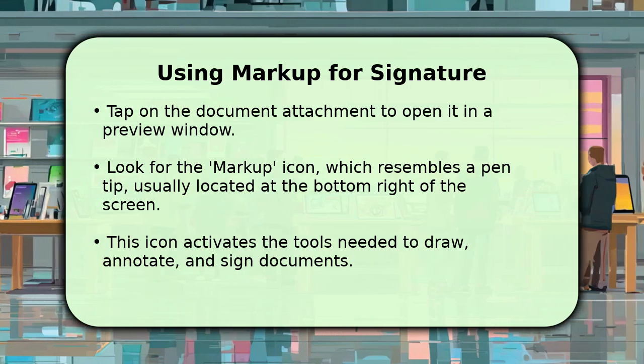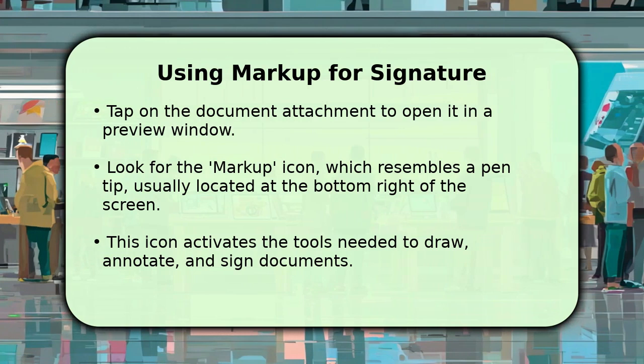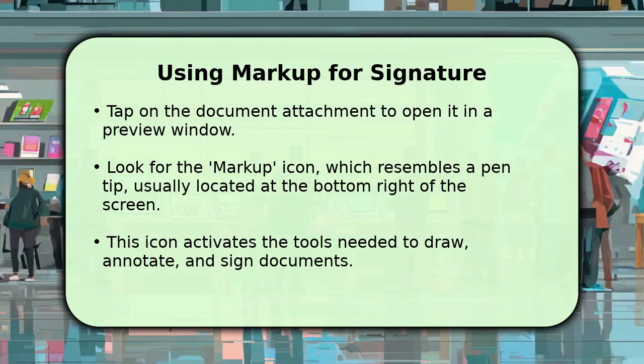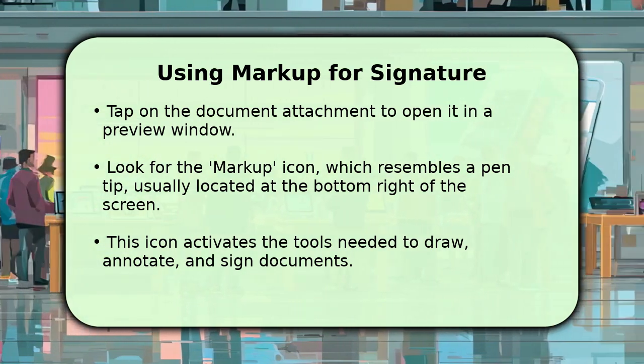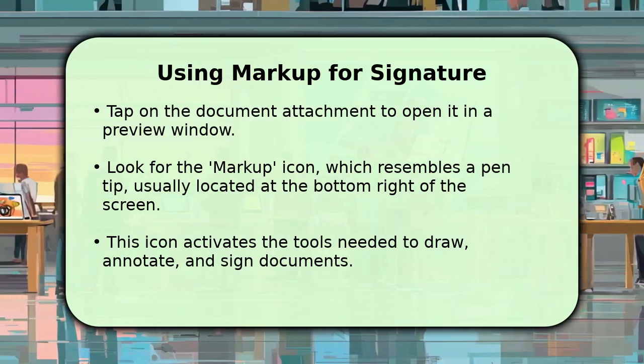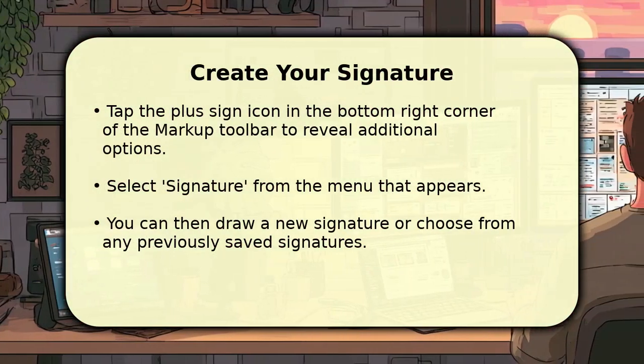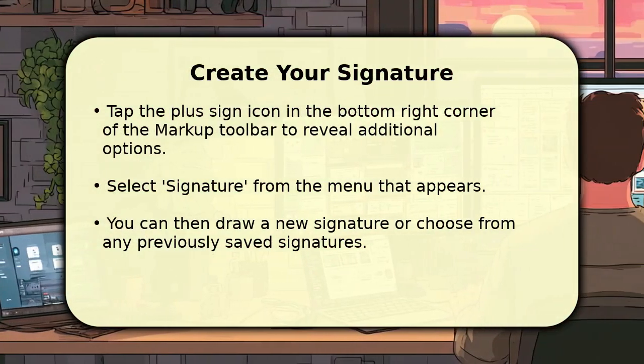Now, look for the markup icon, which often looks like a small pen tip, typically found in the lower right-hand corner of your screen. Tap this icon to access the suite of tools that will allow you to add your signature to the document. After tapping the markup icon, a toolbar will appear at the bottom of your screen.